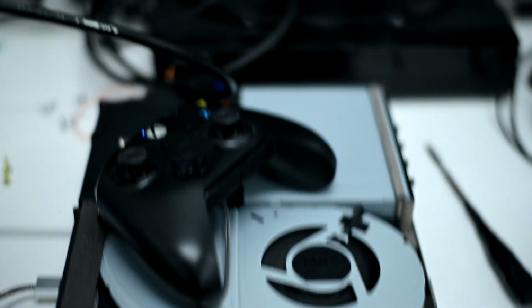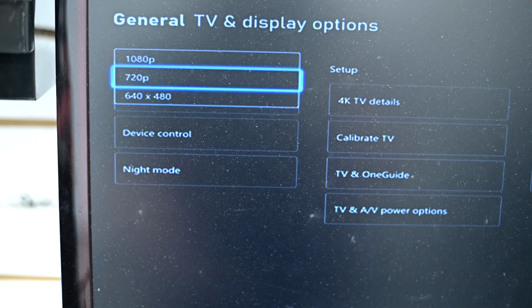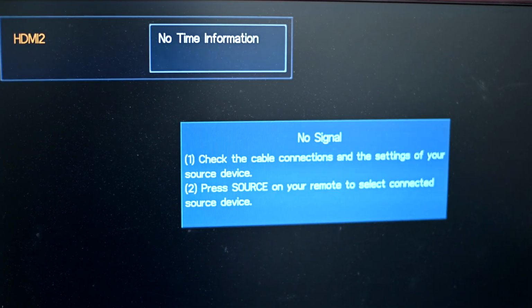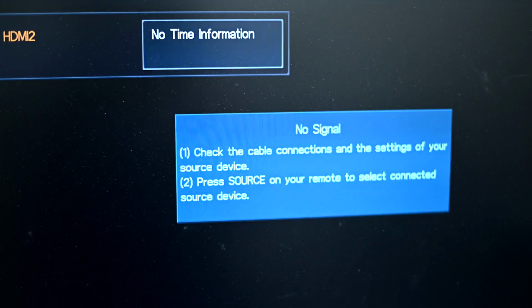I've got an Xbox One X that won't display unless it's in 640 by 480, and there's no audio no matter what. I've already touched up the HDMI port, and that's not the issue. So the most common problem is going to be the video encoding chip that sits right behind the HDMI port.